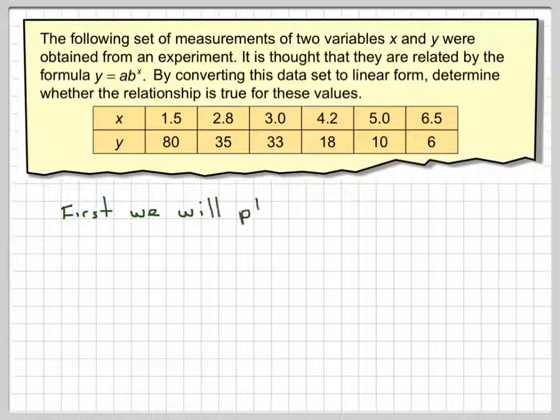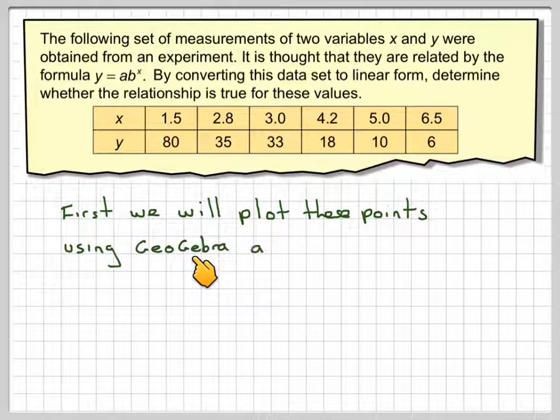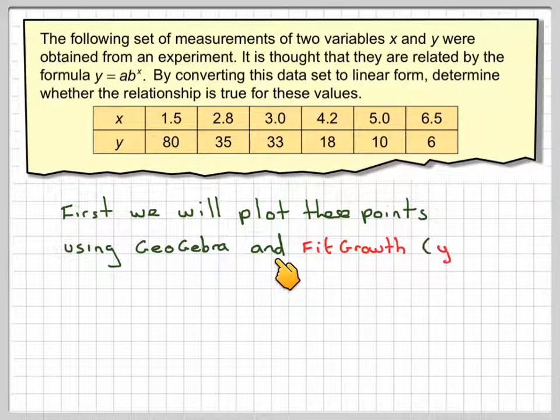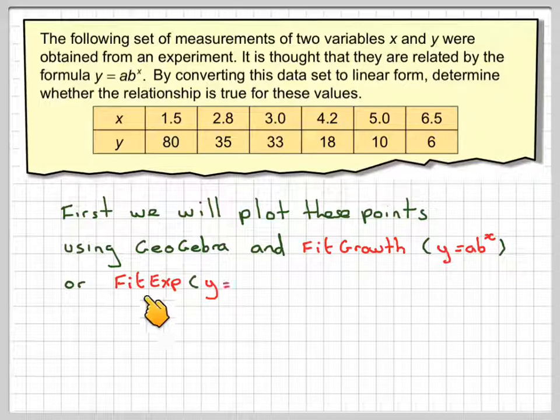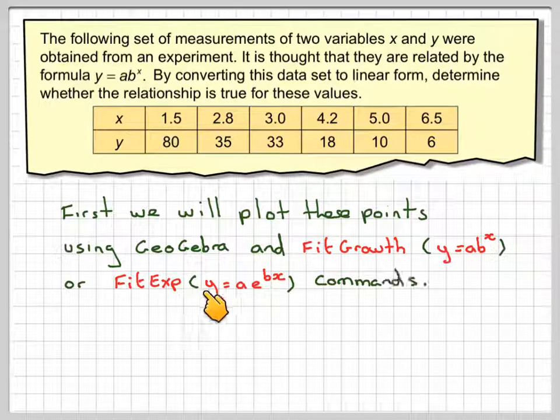Right, first what we're going to do, we're going to plot these points using software called GeoGebra, and we're going to use the fit growth command, which is y is equal to a b to the x. This is the one we're going to actually use, but you could use fit exp, which gives you a graph of y is equal to a e to the bx. We're going to use this one because that's what was required by the question. So I'm going to show you how to do that.